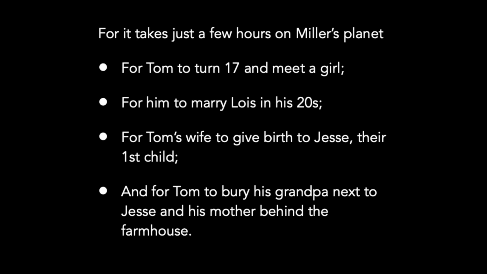Cooper once took time for granted when he was on Earth. However, the vast disparities in the speed of time between Miller's planet and Earth has made Cooper more aware of time. For it takes just a few hours on Miller's planet for Tom to turn 17 and meet a girl, for him to marry Lewis in his 20s, for Tom's wife to give birth to Jesse, their first child, and for Tom to bury his grandpa next to Jesse and his mother behind the farmhouse.